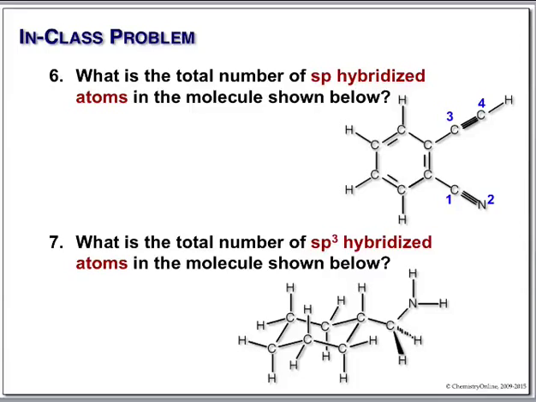This is a stable conformation because as it is drawn, every carbon here is allowed to have perfect tetrahedral geometry. So all of these must be sp cubed. So is this guy. How about our nitrogen? Three bonds and a lone pair of electrons that we haven't shown. There are eight sp cubed atoms.